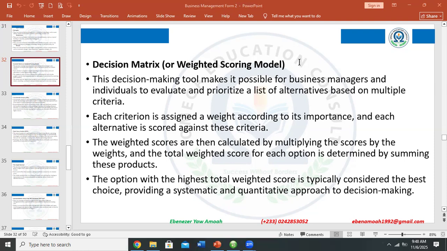Right. So let's continue with the decision matrix. Please read for us.